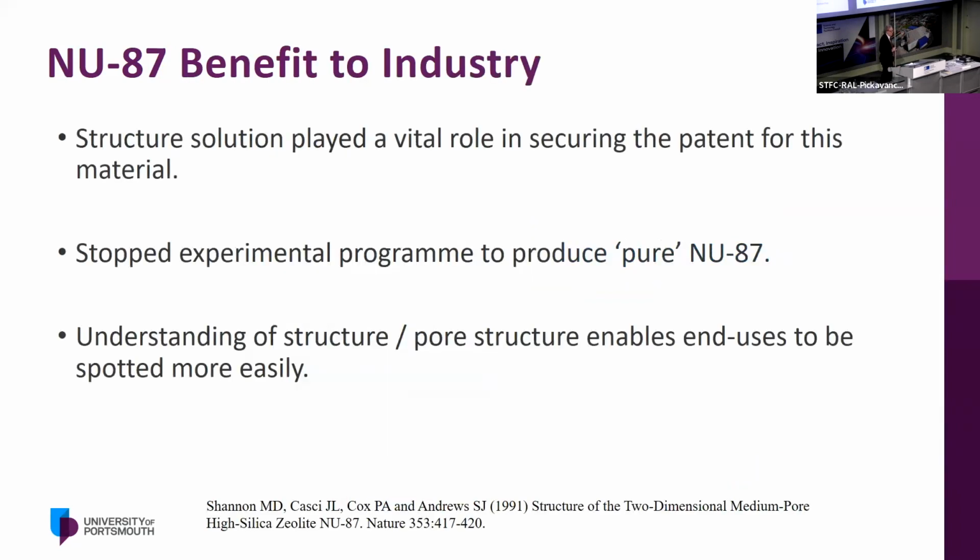A few things just to say about its benefit to industry, this piece of work. In terms of securing the patent, it was really important because obviously that mismatch in the lines was a cause for concern. But more importantly, and one thing that I was not allowed to say at the time, was that ICI thought that those extra peaks were due to impurity in the structure. So they actually had a whole team working on trying to produce pure NU87. And one of the great things, of course, is that this stops that completely unnecessary work.